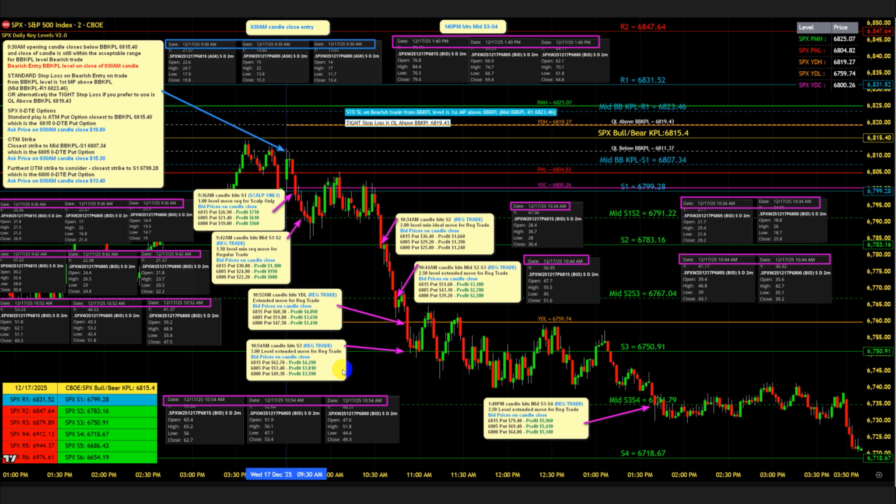And here we have the 10:54 a.m. data boxes with the bid prices on the candle close of this 10:54 a.m. candle. 68.15 put, now 62.70, profit $4,290 per option. 68.05, 53.40, profit $3,810 per option, and the 6800, 49.30, profit $3,590 per option.